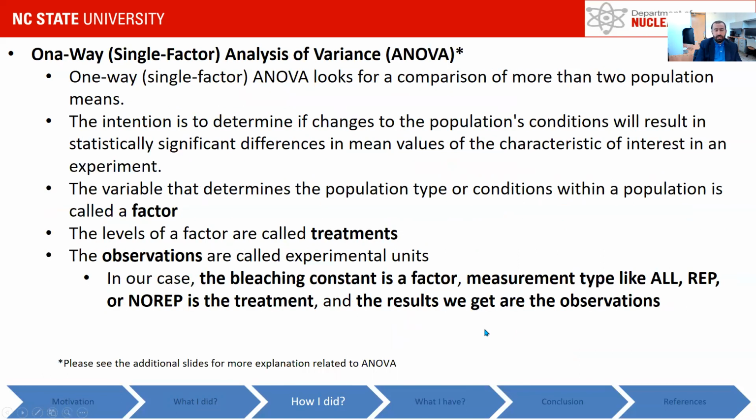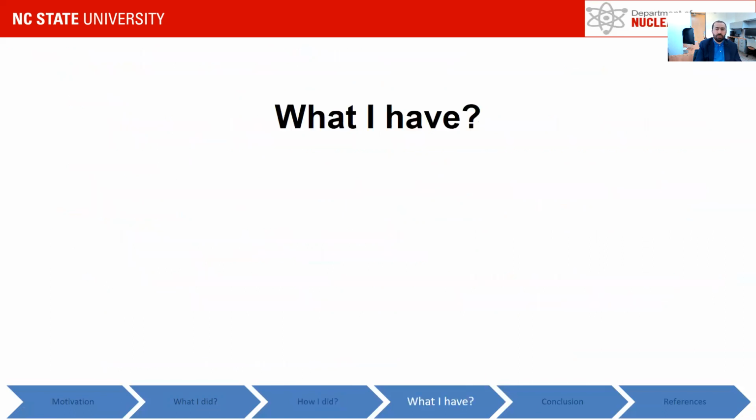When we are done with the experiment, we can apply the analysis of variance to see whether there is any statistically significant difference in the Bleaching constant, and whether there is any statistical significance in the initial dose estimation. For the ANOVA, we have some definitions like factor, treatments, and observation. In our case, the Bleaching constant, for example, is a factor. Measurement type, like all replacement and no replacement, is the treatment, and the results we get are the observations. So let's discuss the results.